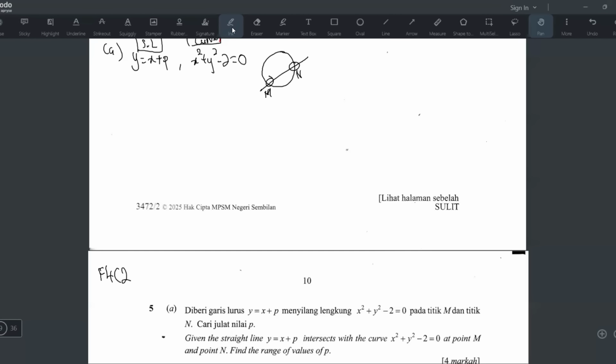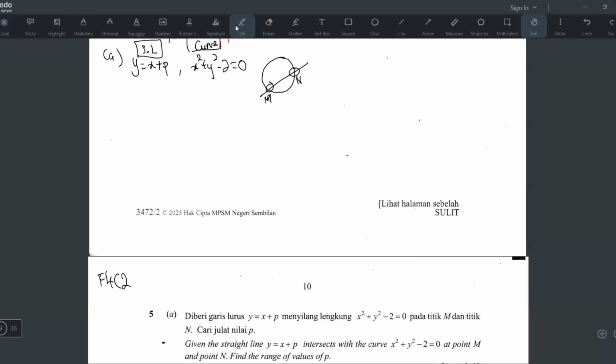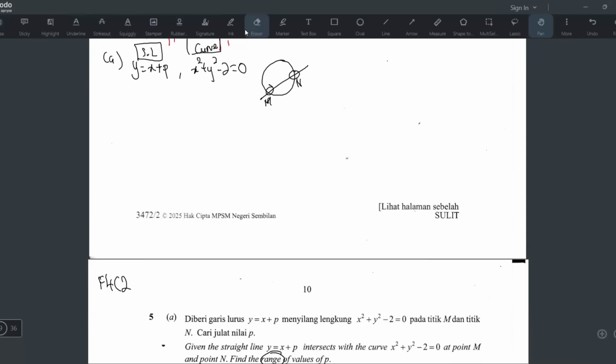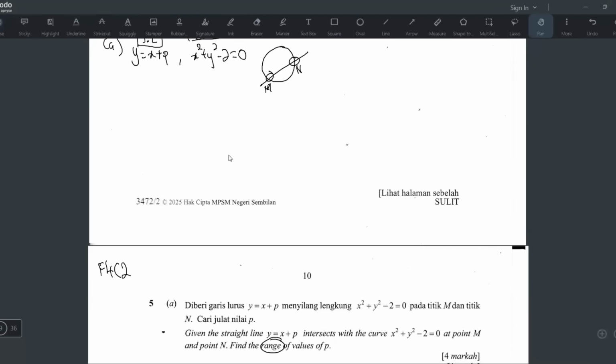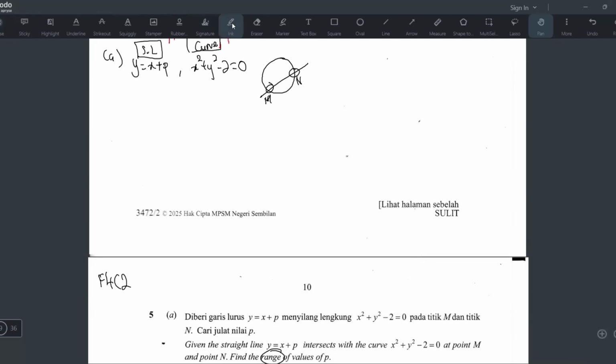Usually when we're trying to find intersection points, we will do simultaneous, right? But the question never asks for that. They ask to find the range of values of p. And when you see the word range, that means your answer will have the symbol bigger or smaller or in between. In Add Maths, when they say cari julat, cari range, maksudnya your answer must have smaller or bigger. So if you do simultaneous to find the intersection point, it's wrong lah. They never ask to find the points M and N also.